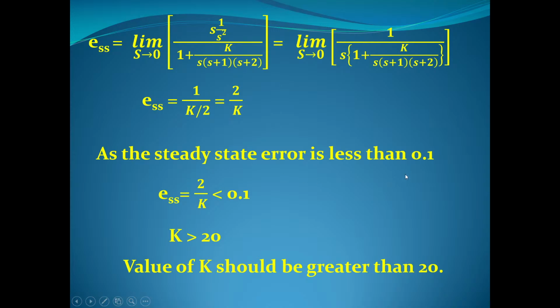What is the steady state error value? It is less than 0.1. So 2 divided by K is less than 0.1. You just send K to that side and 0.1 to this side, and you will get K greater than 20. So the value of K is greater than 20. That is the answer.